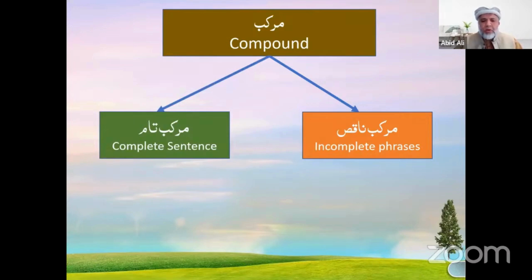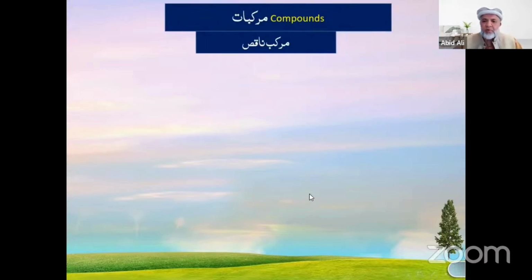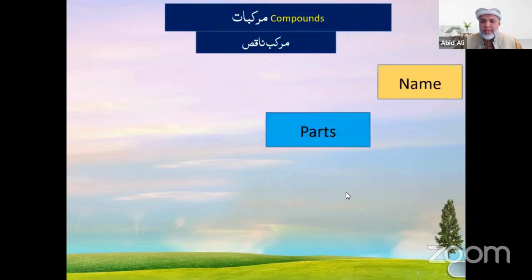In the last few classes, we covered both murakkab naqis and murakkab tam. In the murakkab naqis, I'm going to go into the details right now. We covered 4 different kinds of murakkabat. In the murakkab tam category, we have 2 more categories called jumla ismiya and jumla fi'liya, and I have given you an idea of what each is. So murakkab naqis has 4 kinds, and you'll start to recognize them.